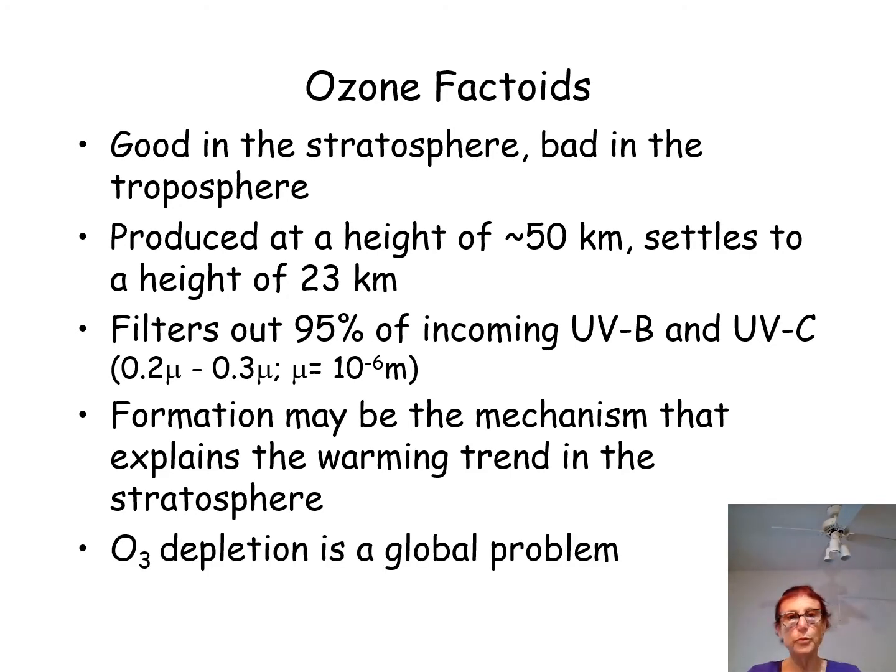Ozone depletion is a global problem. When we look at problems like photochemical smog or industrial smog, those tend to be local problems. Acid deposition tends to be a regional problem, and stratospheric ozone depletion is a global problem, and it is a problem that has been successfully, or started to be successfully, addressed.